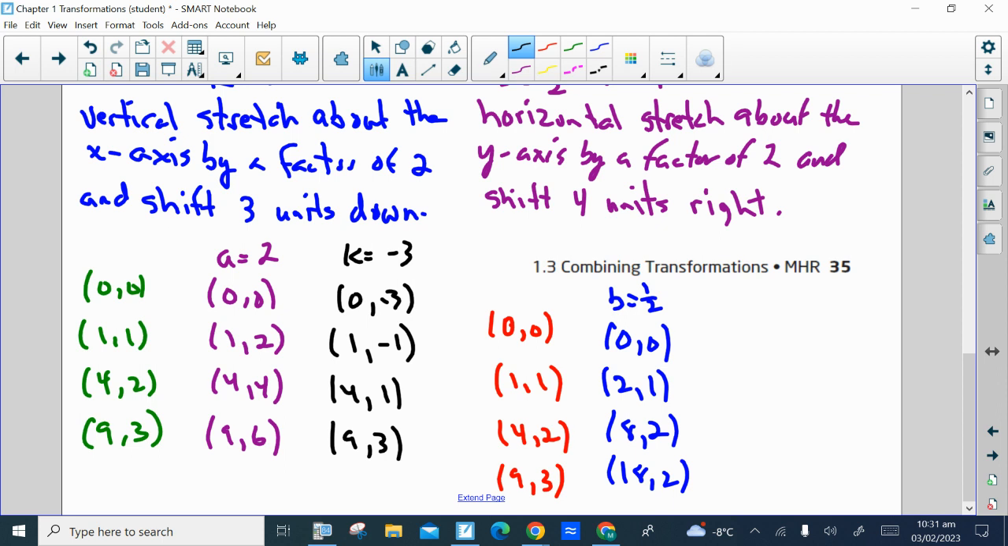And then we have an h value of 4, which means the graph will shift 4 to the right, or we will add 4 to the x values. That last one should have been a 3, not a 2.